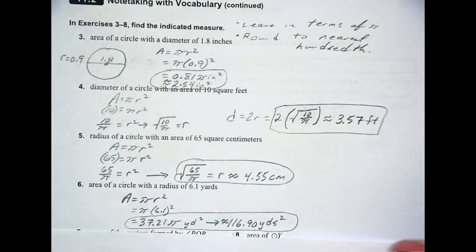Okay, so on the ESC, will we have to do it in pi form or just normal? They'll tell you. Okay.